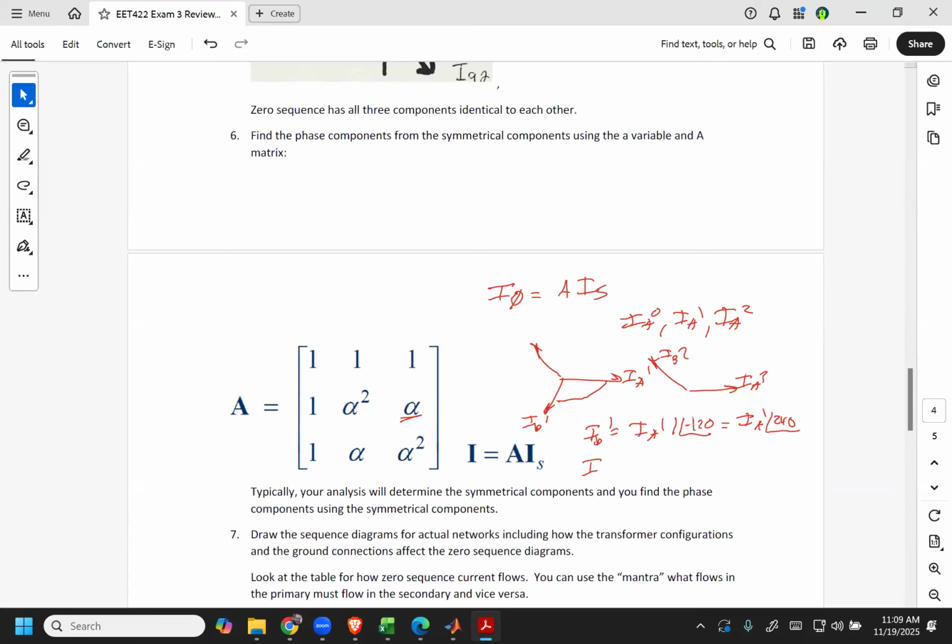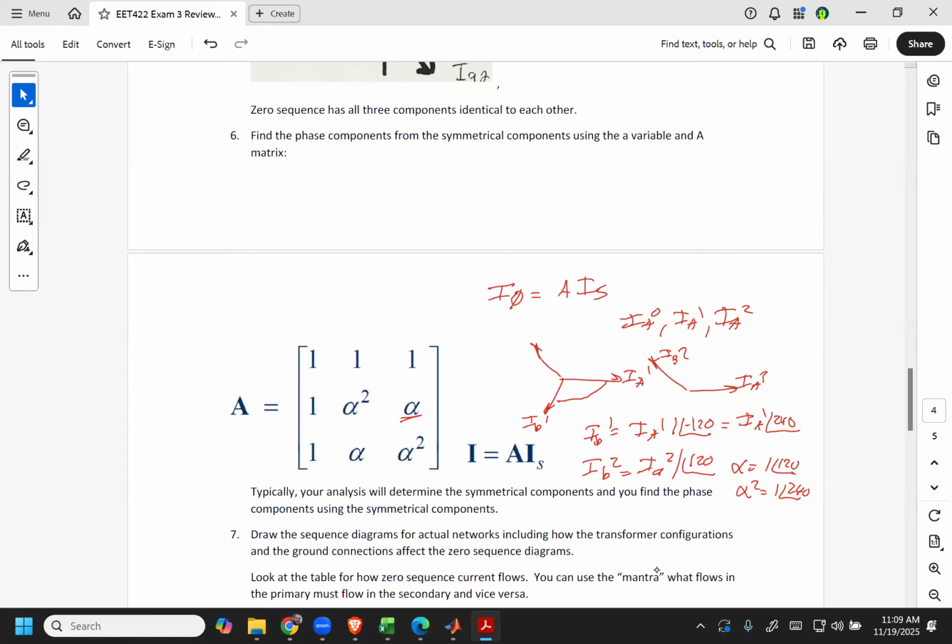And then to go from IA2 to IB2, I multiply now by 1 at an angle of positive 120. Well, if I develop this new term alpha and call it 1 at an angle of 120, then alpha squared is 1 at an angle of 240. If you remember, when you multiply complex numbers, you multiply the magnitudes and you add the angles. So we can very quickly go ahead and build this capital A matrix by using these alpha terms.